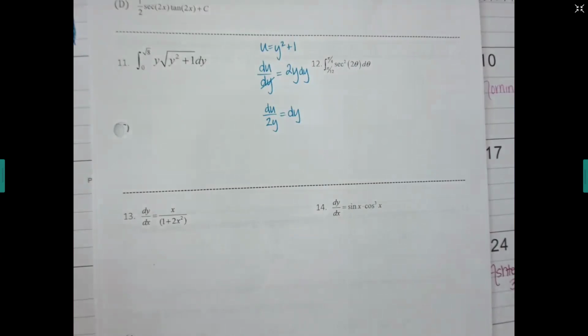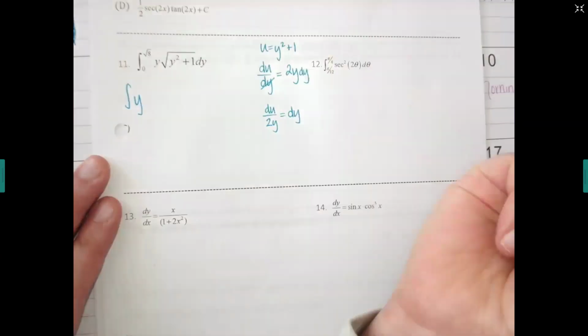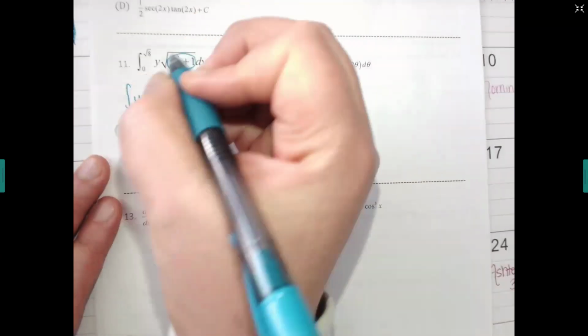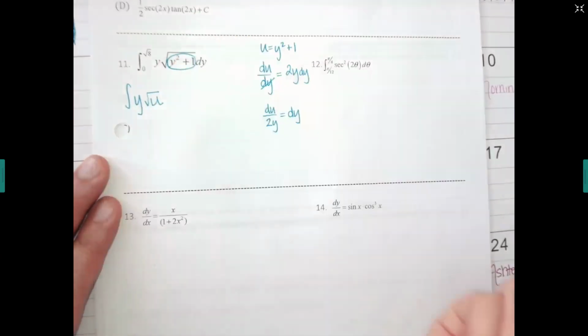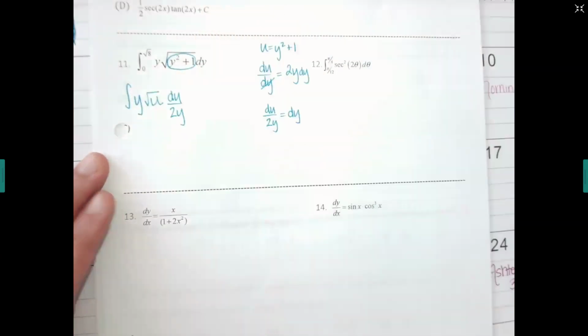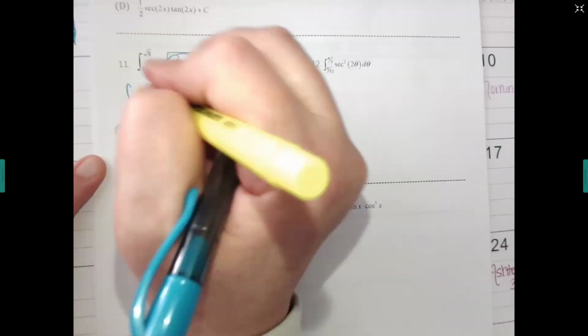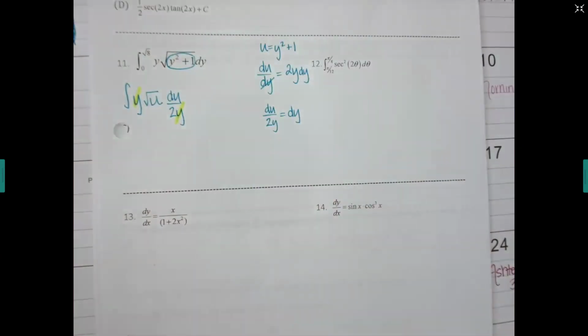And remember, in this step, the only letter that should survive should be u's. You should never have any x's after this point and no y's. They should all cross out. So I had an integral with a y. This is my u now, so now it's the square root of u. And my dy is now a du over 2y. And then what's going to cross out? The y's. If that doesn't happen, something's wrong.